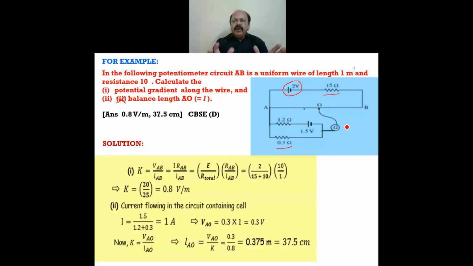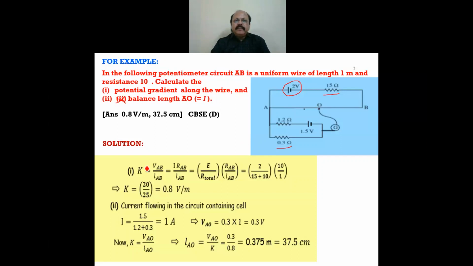So now this is about the circuit diagram. The important thing that you must always remember is that this EMF must always be greater than this one. Then only you can get a balancing length. Now we solve this problem.